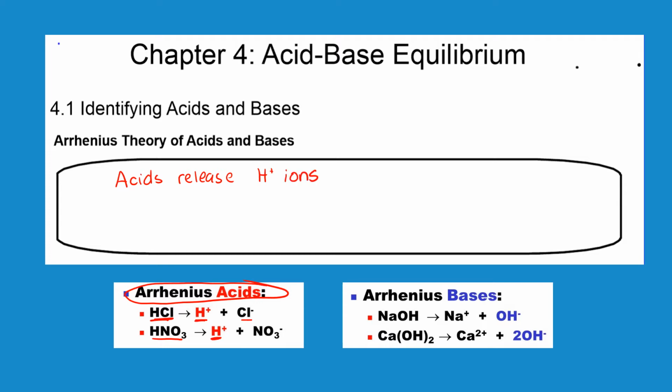Now Arrhenius' theory for bases was very similar. Sodium hydroxide is an example of a well-known base, and that hydroxide ion breaks apart. Same with calcium hydroxide. The hydroxide breaks apart, and that's what gives bases their properties. So the definition of a base is something that releases hydroxide ions.